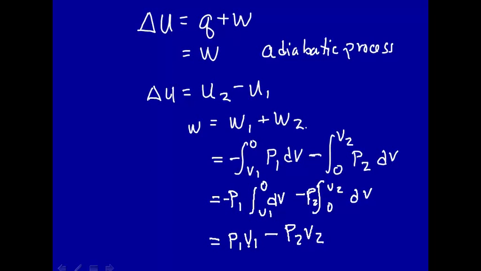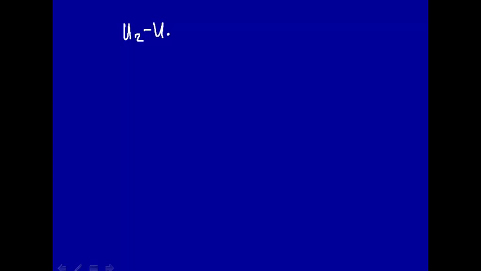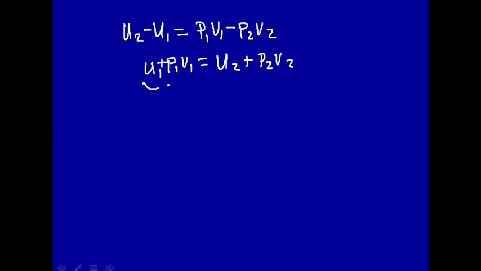All right, so let's equate this to ΔU, which is U2 minus U1. U2 minus U1 is equal to, we said, P1 V1 minus P2 V2. If we rearrange this, put the ones on this side, the twos on this side, change signs and so on, we have U1 plus P1 V1 is equal to U2 plus P2 V2. This is the enthalpy on side 1.